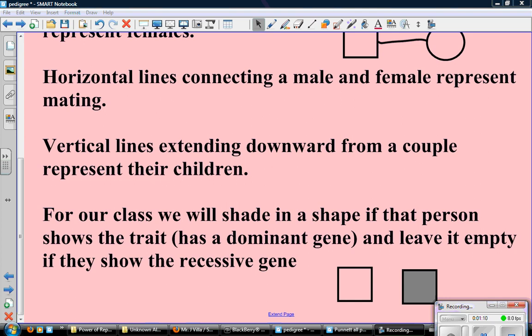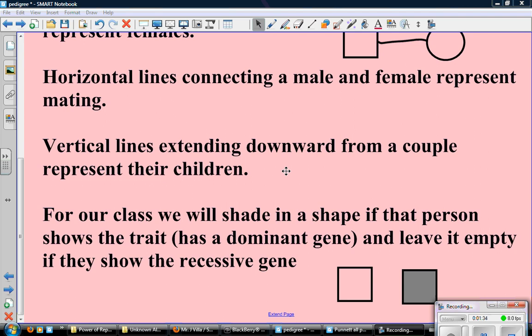So horizontal lines connecting a male and a female represent mating. That means a sharing of genetic materials that produce a child. Vertical lines extending downward from a couple represent their children. For our class, we will shade in the shape of the person that shows the trait or has the dominant gene, and leave it empty if they show the recessive gene.